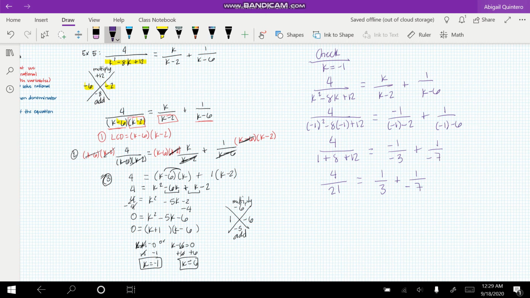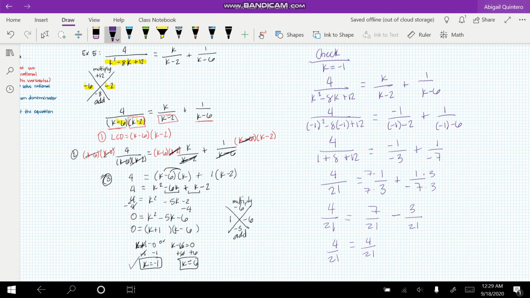We also know that this right here, we multiply times 7 and then times 3. So we end up with 4 over 21 equals 7 over 21 minus, I'm going to bring that negative up here, minus 3 over 21, which is 4 over 21. So negative 1 works.